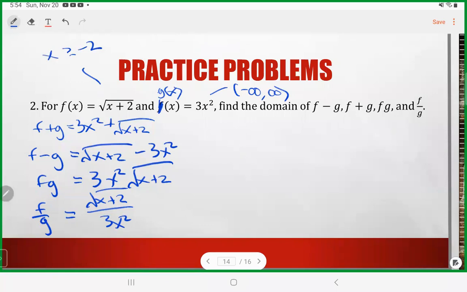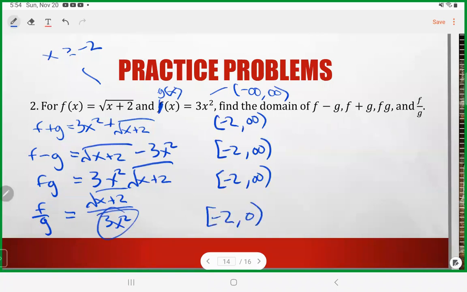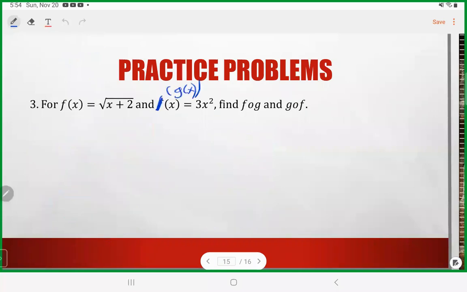So you see here, the domain is just going to be equal to -2 to infinity. Here it's also -2 to infinity, and -2 to infinity. But you see here, f over g of x cannot be equal to 0 because of this domain restriction, so we have to skip 0, like so. All right, and that's about it for finding the domain. Pretty easy.